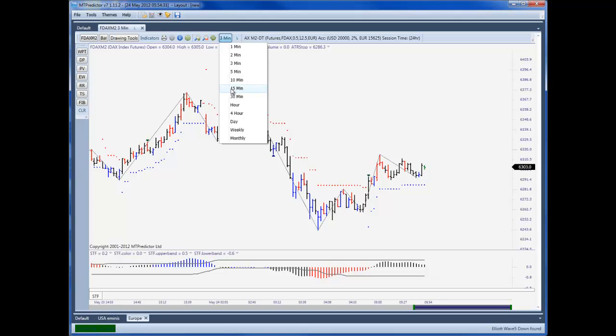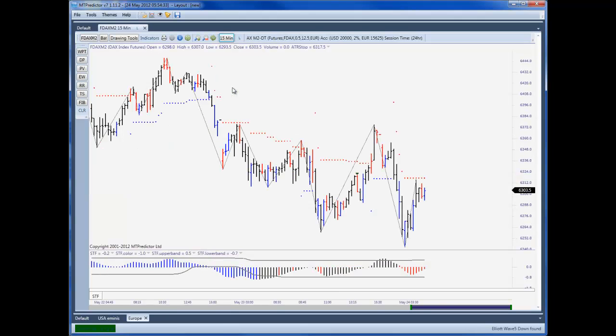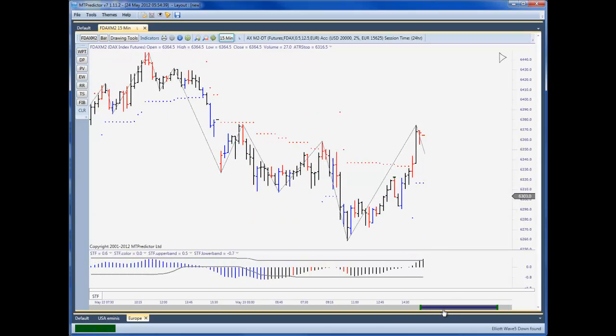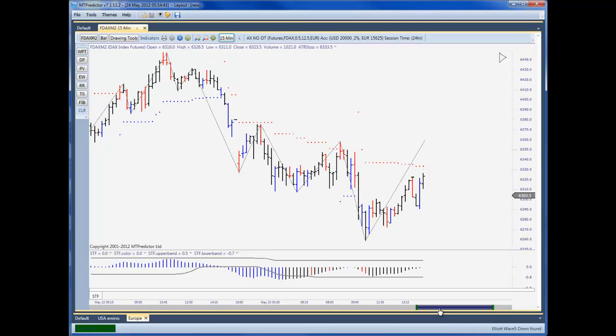So this is a 3-minute chart of the DAX. To start with, I'll load a 15-minute chart of the DAX, and what I'll do is go back before the market even opened this morning. And this is the important thing with these decision point levels, which I'm about to place on the chart, is that they are leading indicators. They are on the chart before the market even gets there.